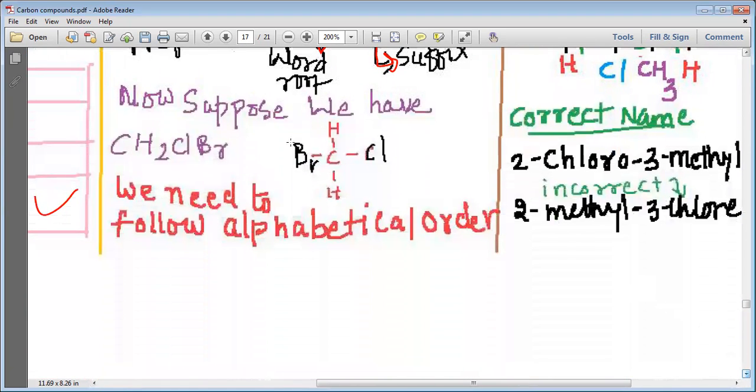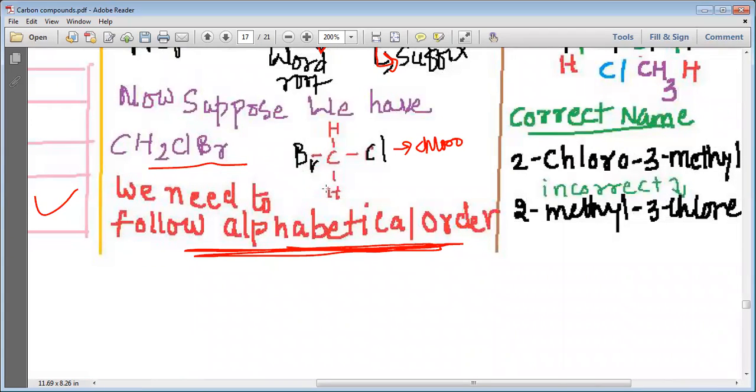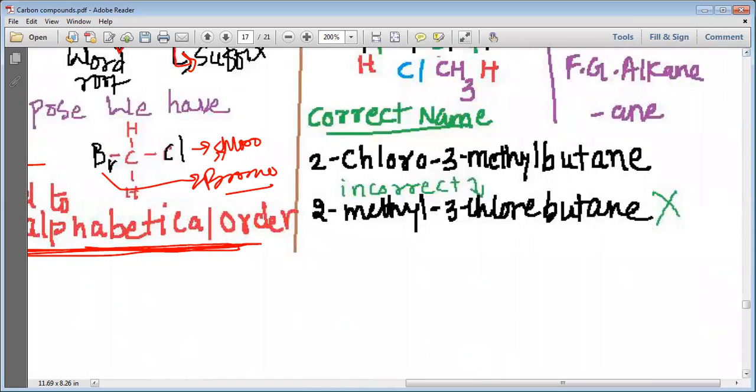Now suppose we have CH2ClBr. So we need to follow the alphabetical order. Please learn this: if you have more than one branch, then you need to follow the alphabetical order. For this, you will write chloro. For this, you will write bromo. But my dear students, B comes first in the alphabet before C. So we need to write bromo first and then chloro.